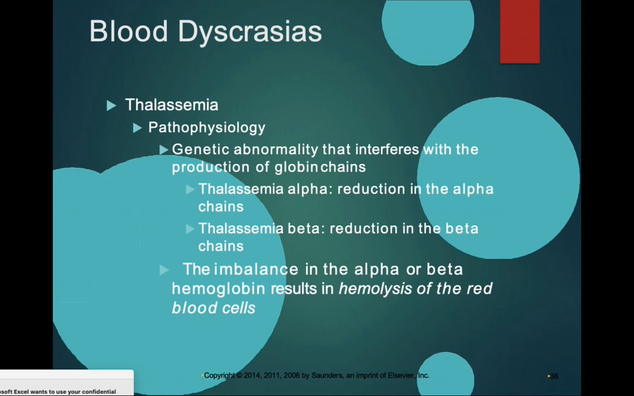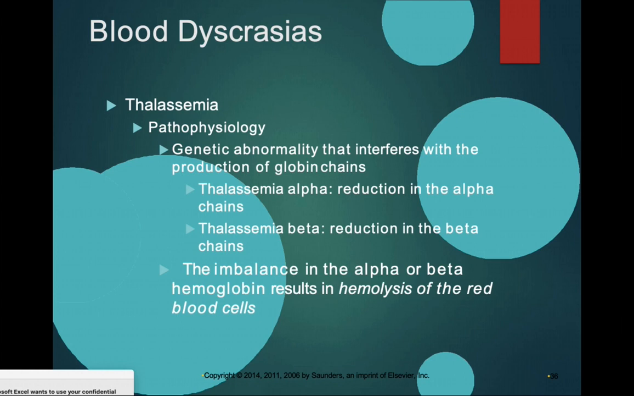Okay, thalassemia. Thalassemia is a genetic abnormality that interferes with the production of the globin chains. There is thalassemia alpha and thalassemia beta. It all depends on where the reduction is. If it's reduction in the alpha chains, then it's thalassemia alpha. And if it's reduction in the beta chains, thalassemia beta.